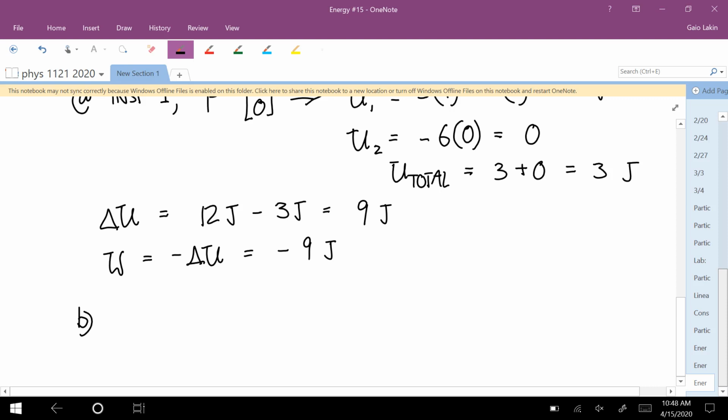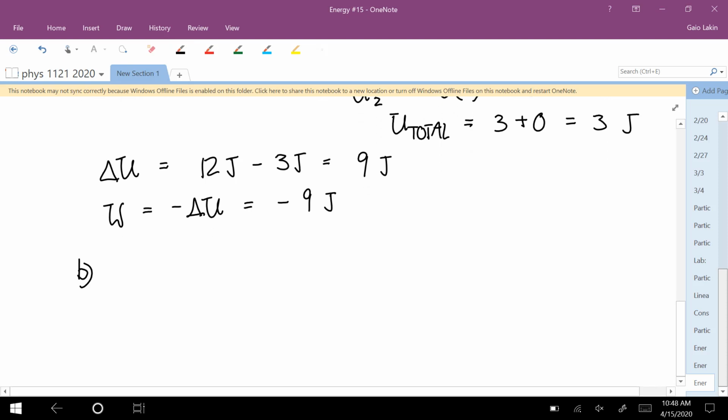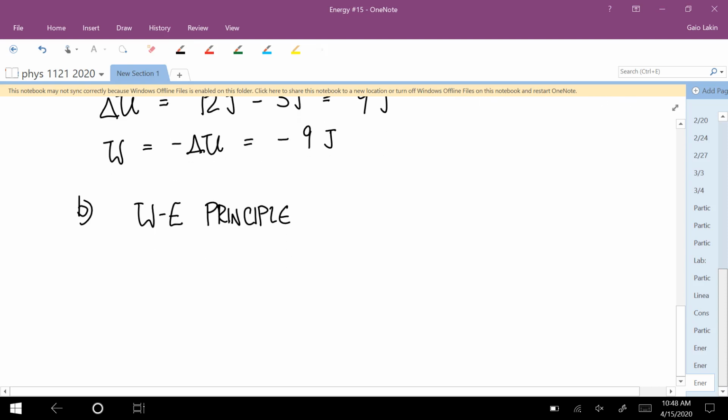Part B, what's the change in kinetic energy? Oh, well, we just calculated it. The work energy principle says that the work done on an object is equal to the change in the kinetic energy. And so the change in kinetic energy is also equal to negative 9 joules. Well, that's the change in 1/2 mv squared. So we can also figure out things about changes in speed based on this. And that's what the third question asks.